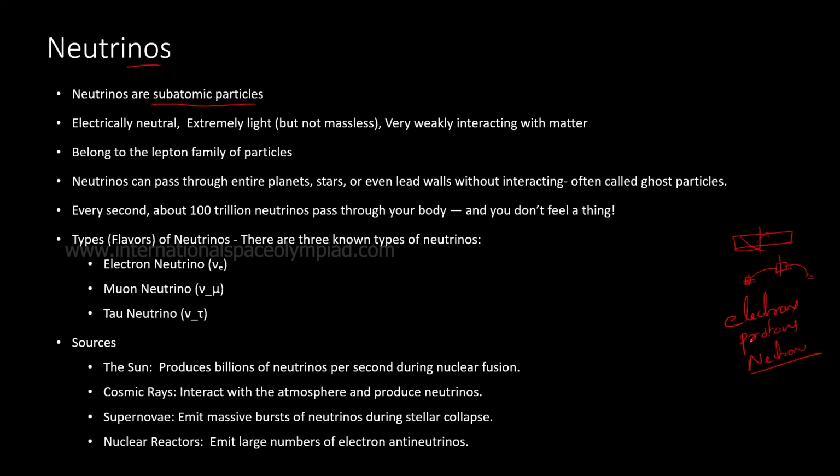Similarly, there are many other particles in the universe. These are not the only particles we have. There are many tiny particles, and together we sometimes call them subatomic particles. So the neutrino is a tiny subatomic particle. I'm not going to explain how we discovered it, but it is electrically neutral and extremely light. It has a certain mass; it is not massless. It has a tiny mass and interacts very weakly with matter.